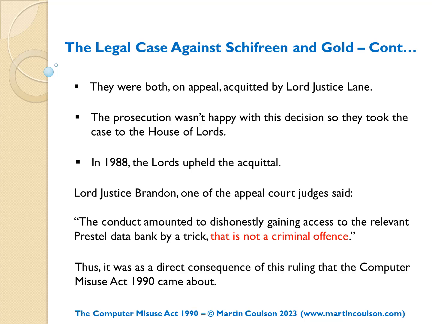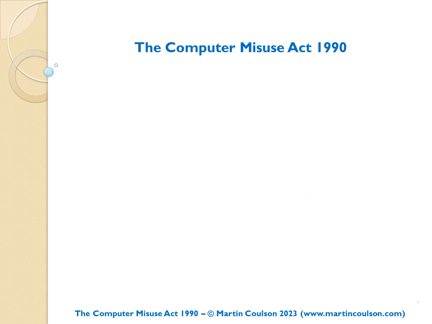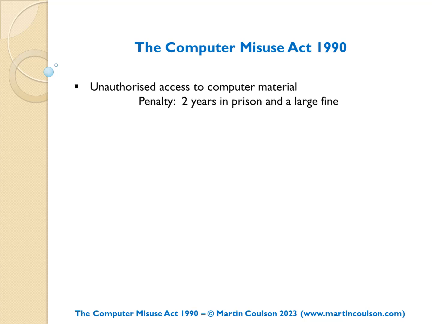So, now let's have a look at what the Computer Misuse Act of 1990 is. The law says that unauthorized access to computer material carries a penalty of 2 years in prison and a large fine. So, if you open a computer file that you are not authorized to see, then you could go to prison.